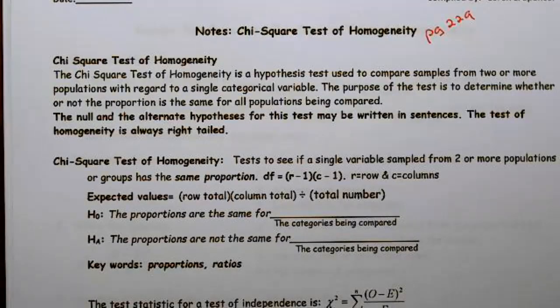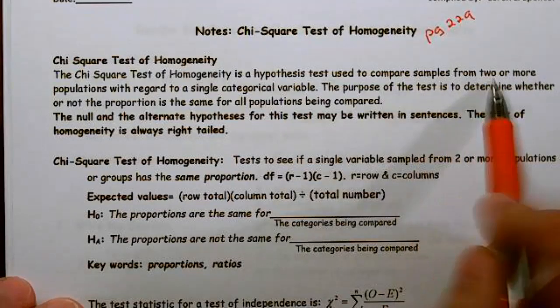Hey, this is an introduction to chi-square test of homogeneity. Also, we will do scenario one, and we're beginning on page 229. So the chi-square test of homogeneity is a hypothesis test used to compare samples from two or more populations.